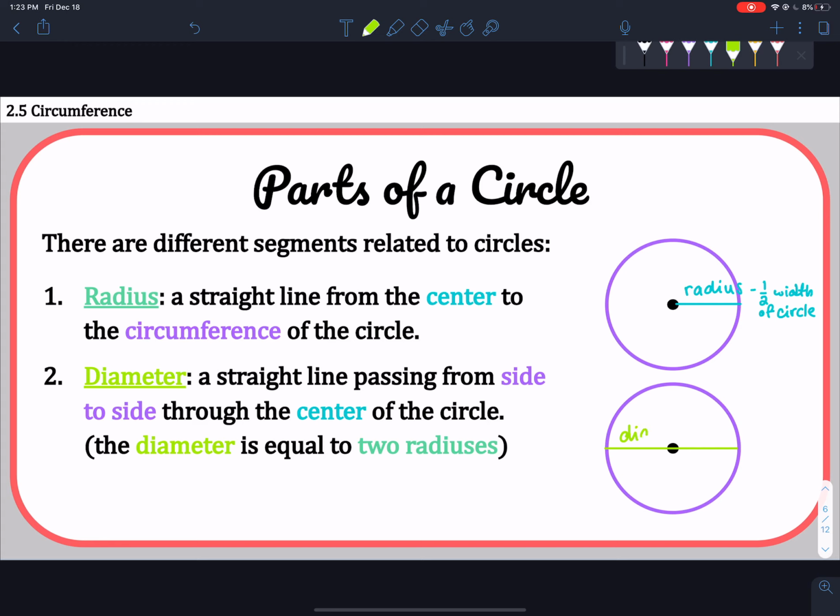Keep in mind, we could have drawn the diameter going other directions. It could have been up and down. It could have been diagonally. I just drew it horizontally. And that is like the full width of the circle.